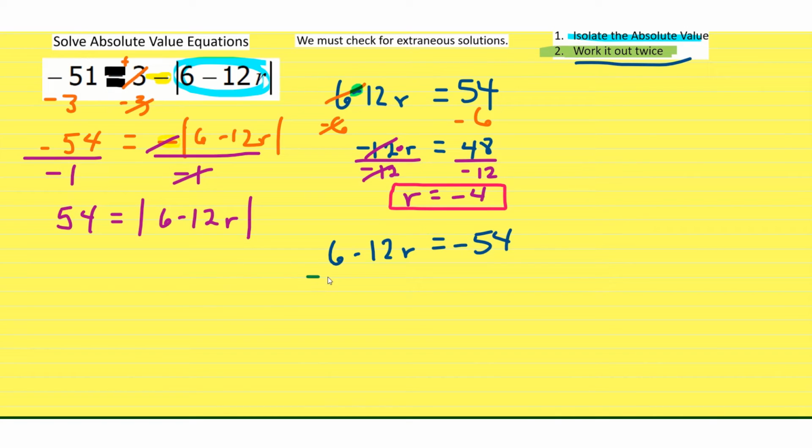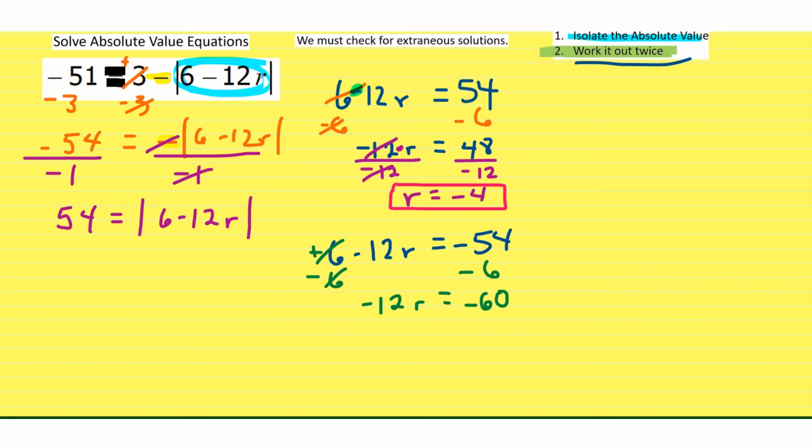Again, I want to subtract the 6 because there is an invisible plus sign right there. So if I subtract 6 on one side, I have to subtract 6 on the other side to keep it balanced and equal. These two cancel each other out. Negative 12r is equal to negative 54 minus 6. I start negative, I go more negative. That means I'm going to get negative 60, even bigger negative.